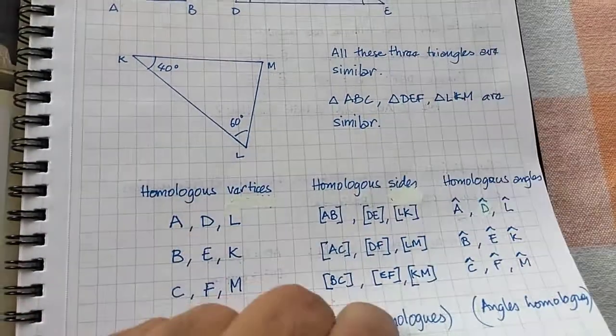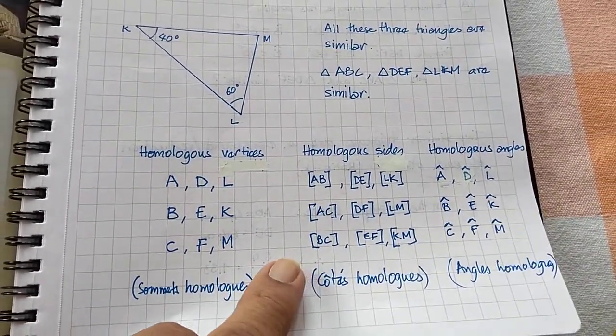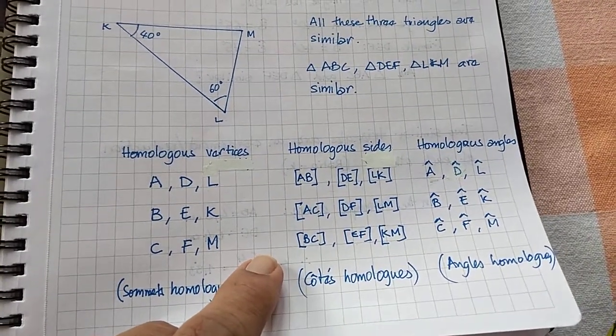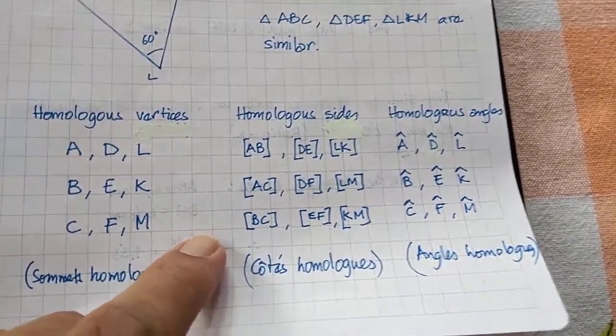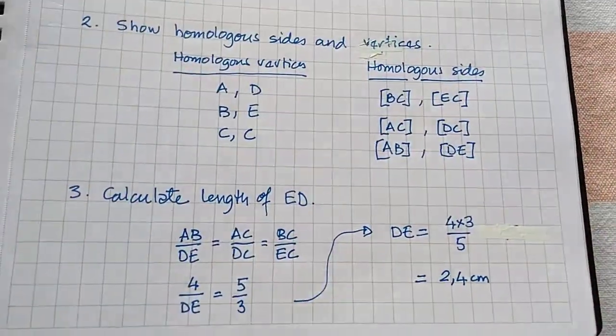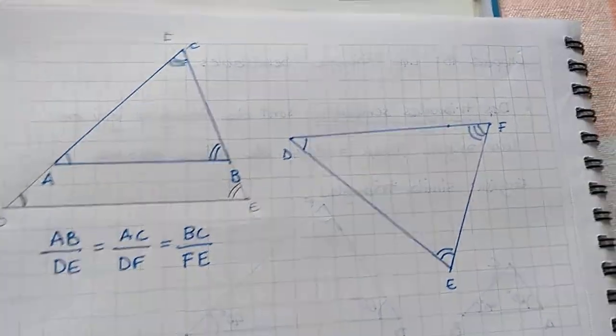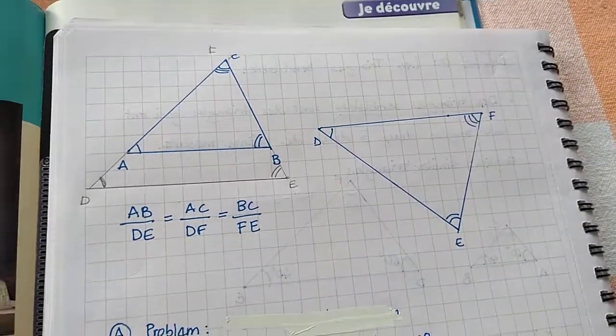Basically corresponding sides, corresponding vertices, corresponding angles. But we know that the term corresponding has other meanings, especially when we say angle correspondant. Okay. So now we come to the interesting property of these triangles, of similar triangles.